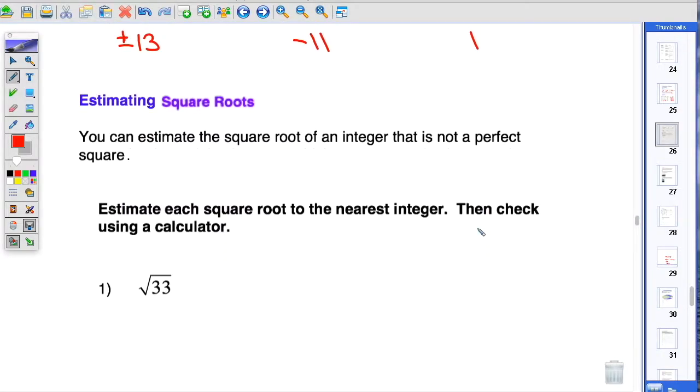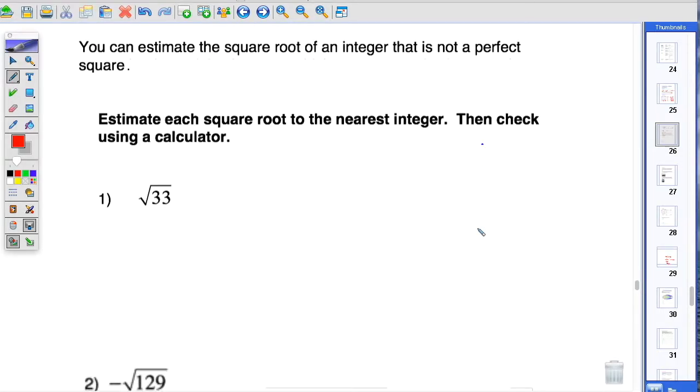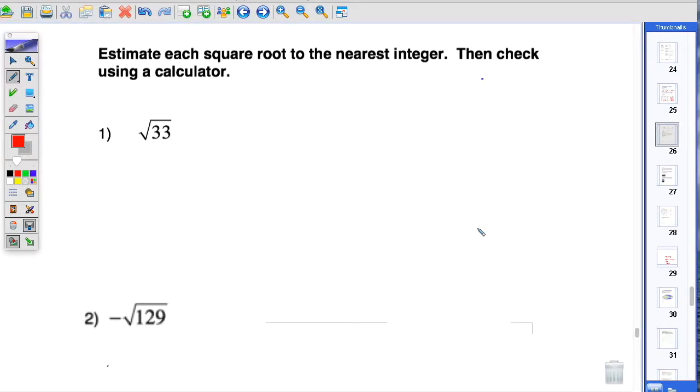Now we're going to estimate square roots. So you can estimate the square root of an integer that is not a perfect square. You're going to estimate each square root to the nearest integer, then check using a calculator. So what we want to do is find the perfect squares that fall before 33 and after 33. So that would be the square root of 25 and the square root of 36. The square root of 25 is 5. The square root of 36 is 6. So 33 is closer to 36, so our answer is 6.